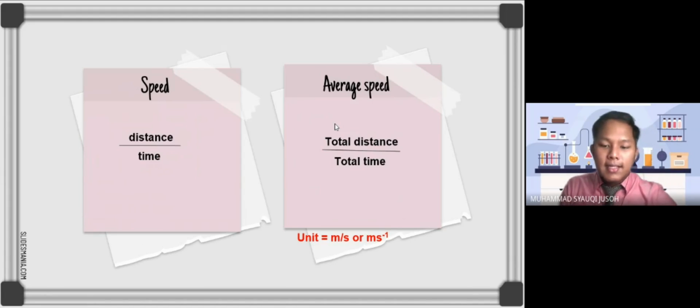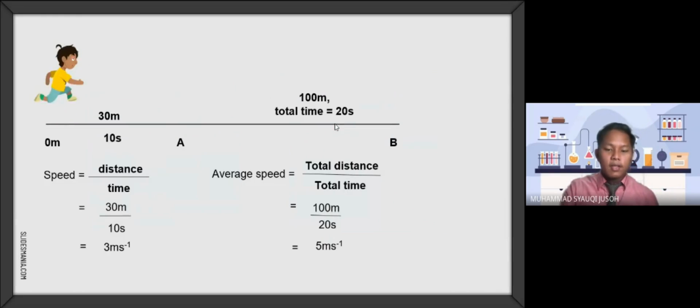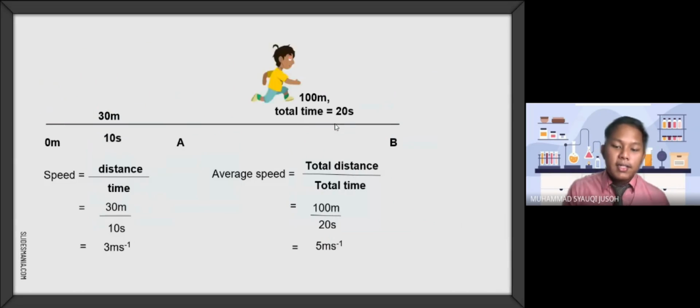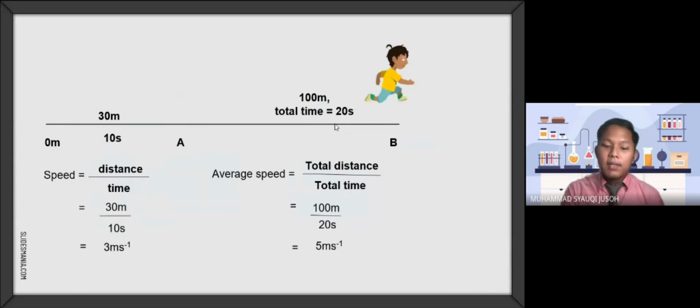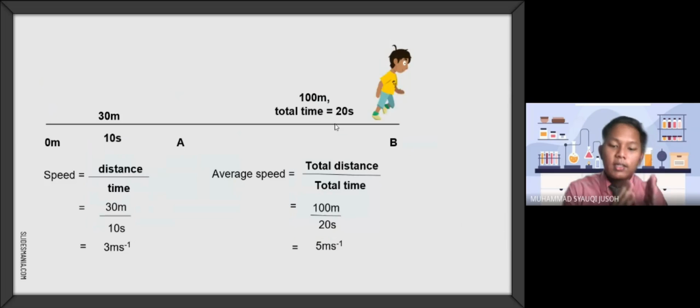Okay, let's see the example calculation of speed and average speed. This student is running and he traveled 30 meters from 0 meters to A.